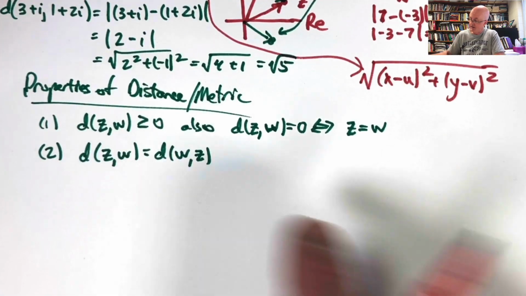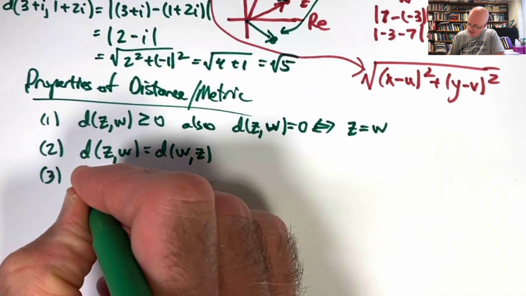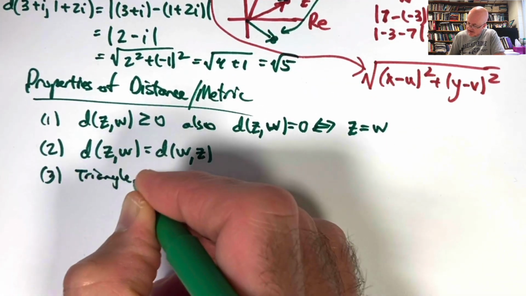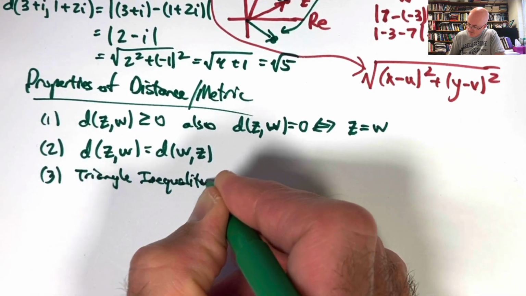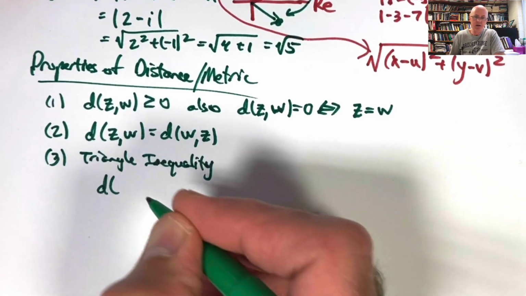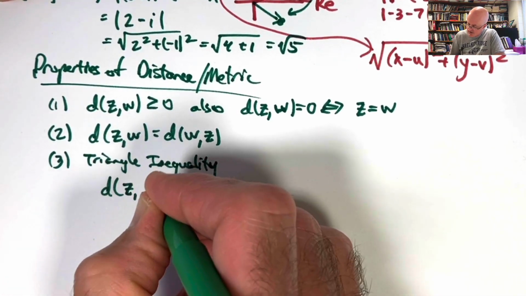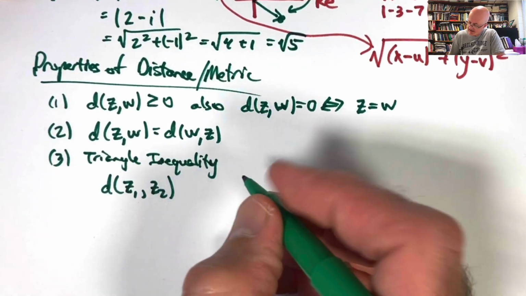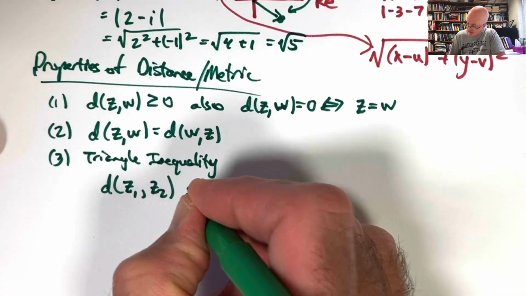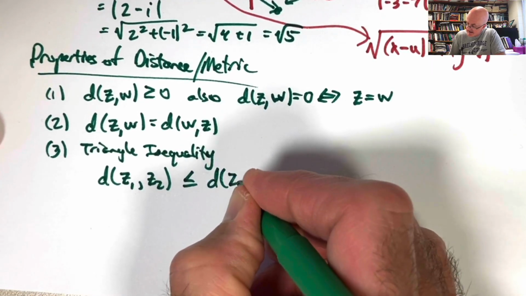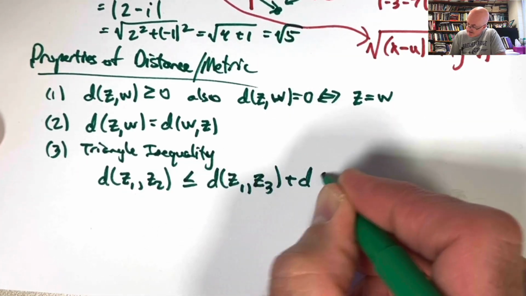So there's another property of metrics, and there is once again a triangle inequality, though the triangle inequality for metric spaces is a bit more complicated looking. Triangle inequality: you have three complex numbers in this case. The first two we'll call z1 and z2. The distance between z1 and z2, if I've got any other third complex number z3, is less than or equal to the sum of the distances between z1 and z3 and z2 and z3.